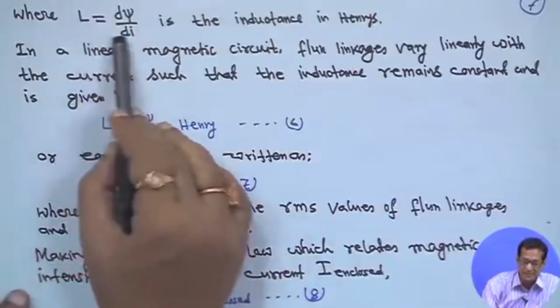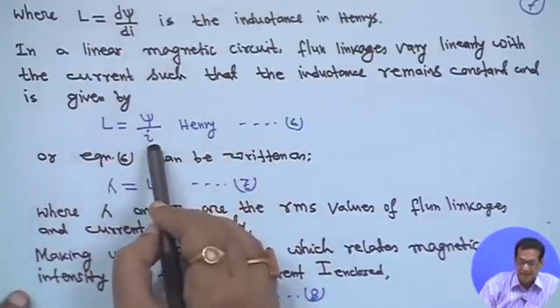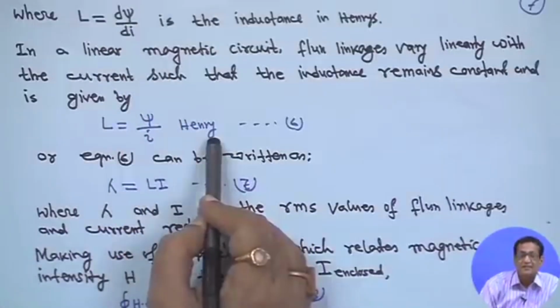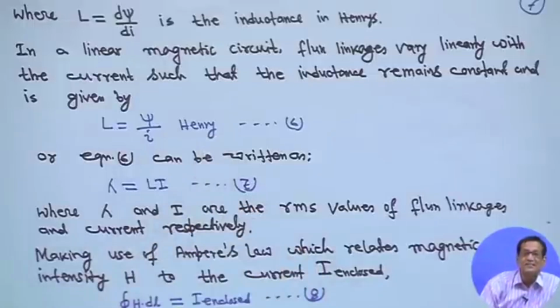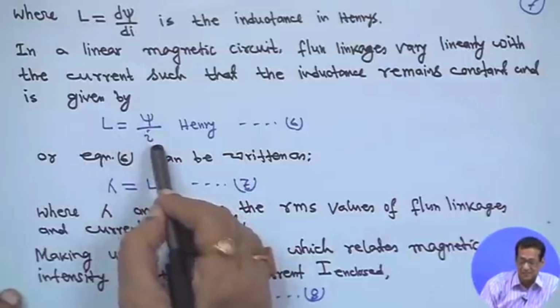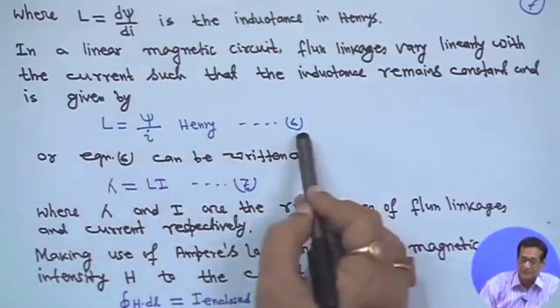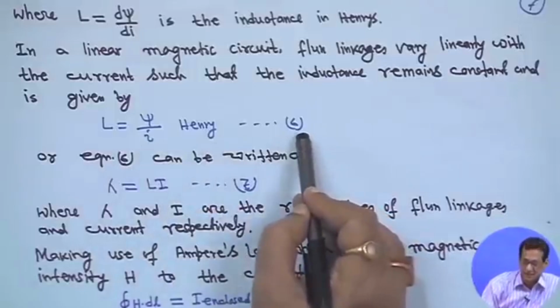That means this L is equal to d phi by di, we can write L is equal to psi by I in Henry. As it is a linear magnetic circuit, we can write L is equal to psi by I, so inductance will remain constant. It is in Henry. This is given as equation number 6.